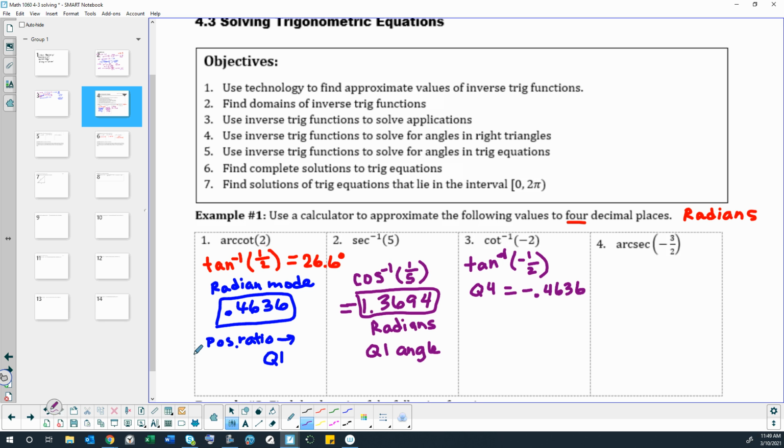I'm going to try the same thing. Inverse tangent of -1/2. And I got -0.4636. That is a quadrant 4 angle between -π/2, -1.57, and +π/2, +1.57. So that is the correct answer for the inverse tangent of -1/2. However, it is not the correct answer for cotangent. Our cotangent inverse should be in quadrant 2.